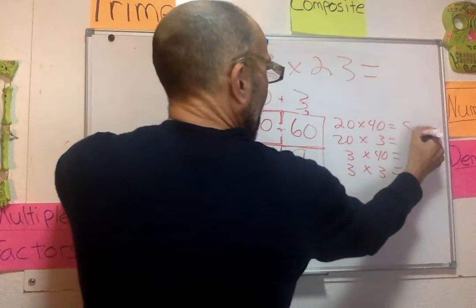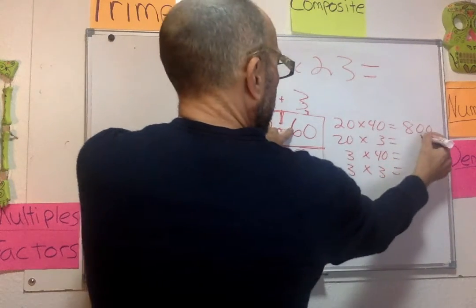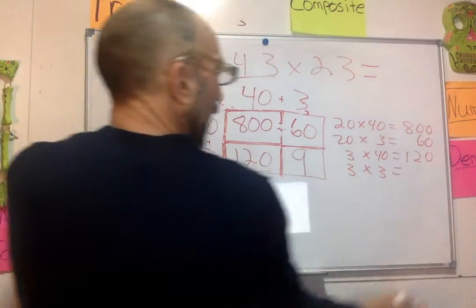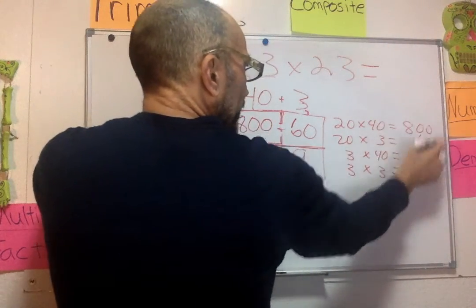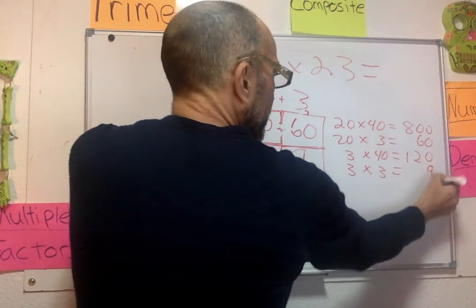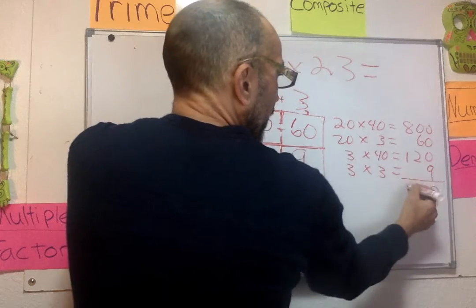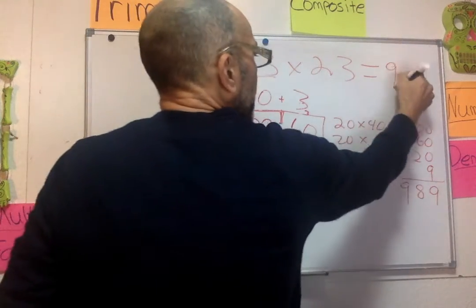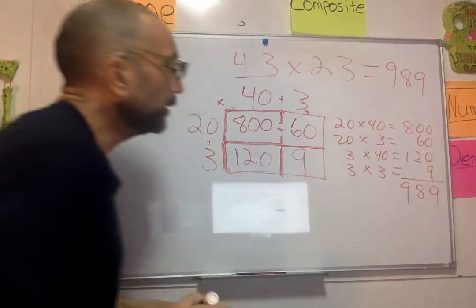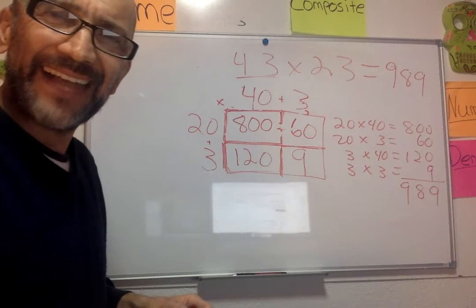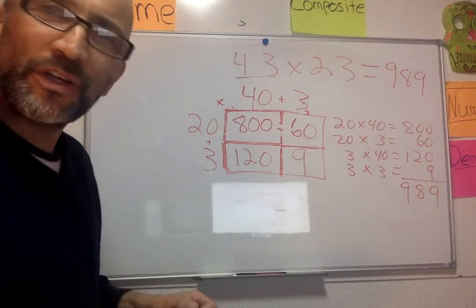Now, this one was 800. This one was 60. This one was 120. Notice how I'm lining them up, the ones place and the tens place. And this one was 9. You add them up, 6, 7, 8, and 9. Your answer is 989. Area model. I think it's a lot harder, but this is what we're doing in school.